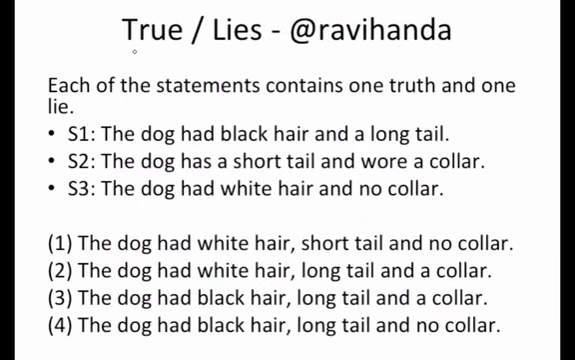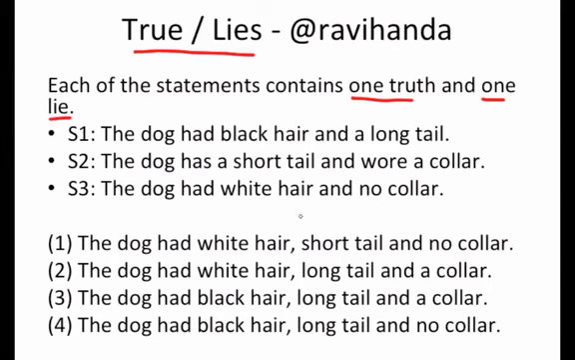True lies. Very interesting type. In this, what happens is one of these statements is true and one of these statements is false. Question is actually easier. Let's see how. Statement 1. Each of these statements contains one truth and one lie. Statement 1 says the dog had black hair and long tail. Statement 2 is short tail, wore a collar. Statement 3, the dog had white hair and no collar.